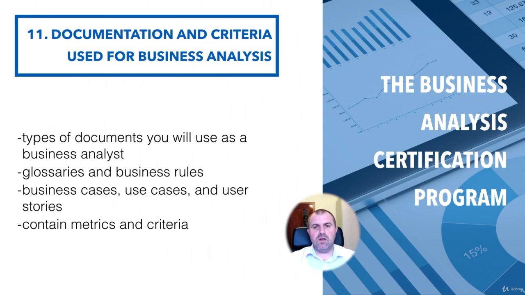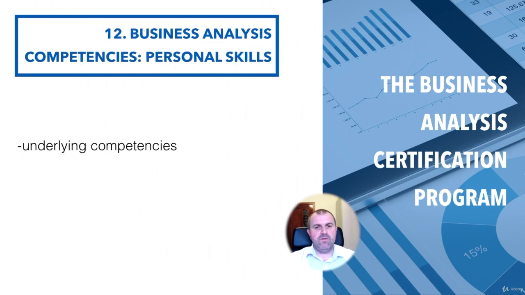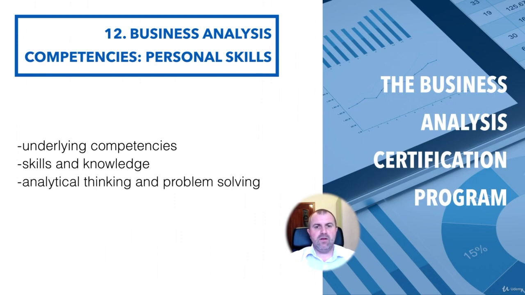The 12th course, the one called Business Analysis Competencies: Personal Skills, is the first in a two-part series on business analysis competencies, or underlying competencies, as they're called in the IIBA guide. These competencies represent skills and knowledge that all business analysts should have in order to excel at their jobs. There are 6 categories of competencies altogether, and in this course, we'll be looking at 3 of them: analytical thinking and problem solving, communication skills, and interaction skills.